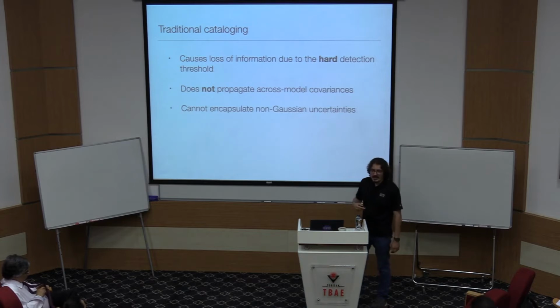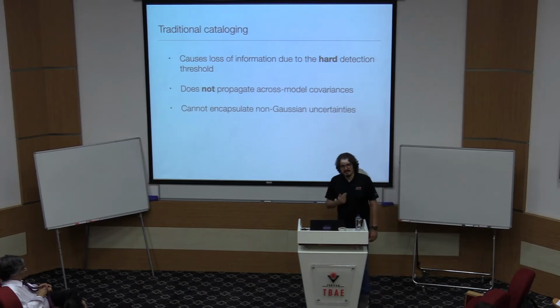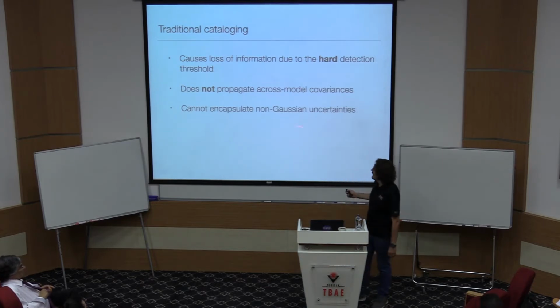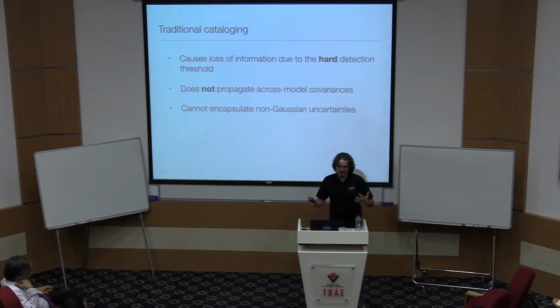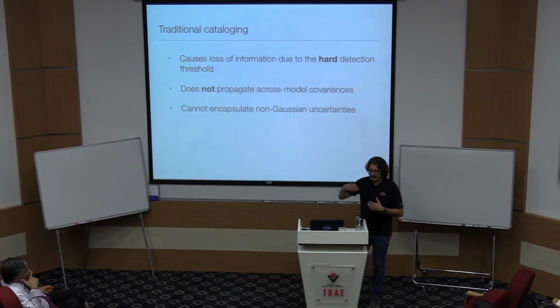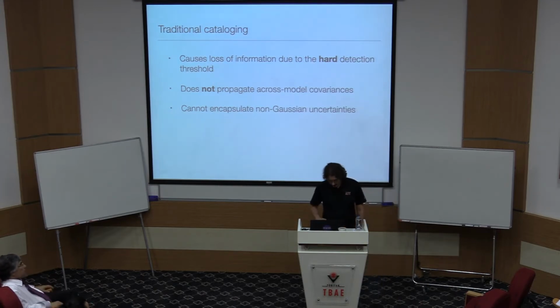And third, just like the previous case, you cannot basically encapsulate non-Gaussian uncertainties. This is again some assumption usually that we kind of assume almost always that our uncertainties are Gaussian. And in the large sample limit, that's fine. But sometimes you're just not in that limit. In some problems, you just cannot escape that. And then you have to be really careful about your statistics.